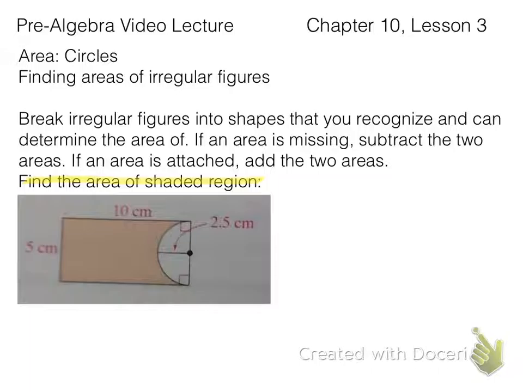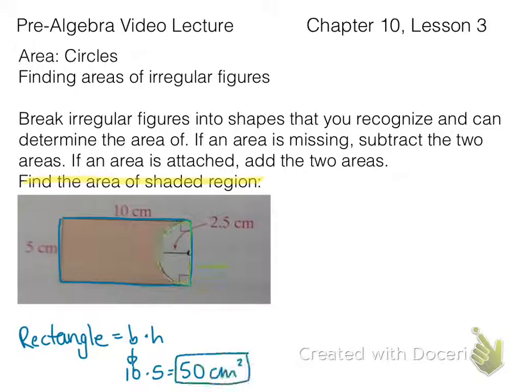If an area is missing, subtract the two areas. If an area is attached, add the two areas. So here we have a rectangle with a half circle taken out of it, which means we're going to subtract because that half circle is missing from the rectangle. So we're going to first find the area of the rectangle, which is base times height, which is 10 times 5, and then we're going to find the area of the half circle.